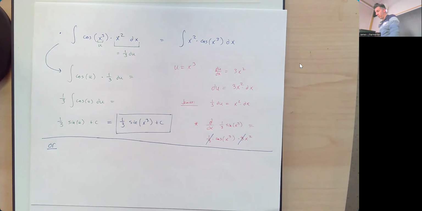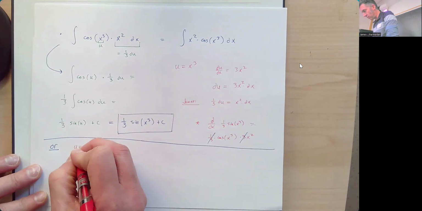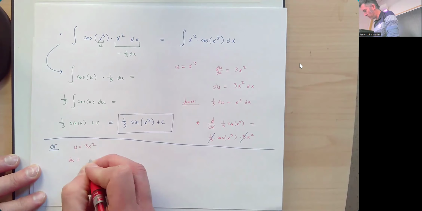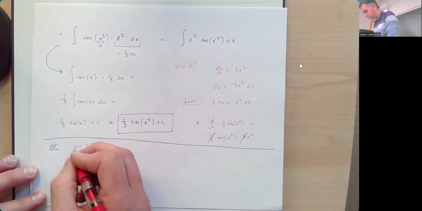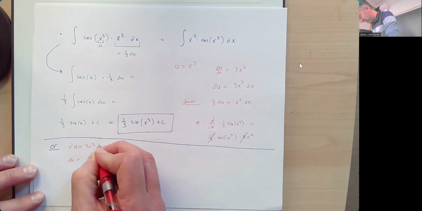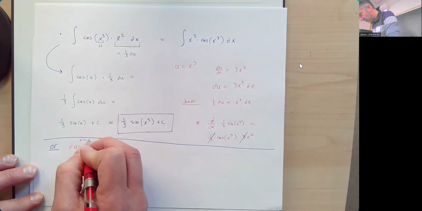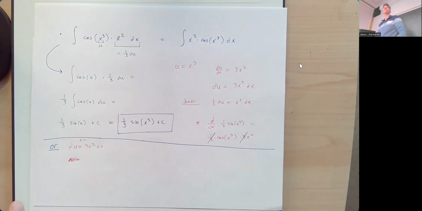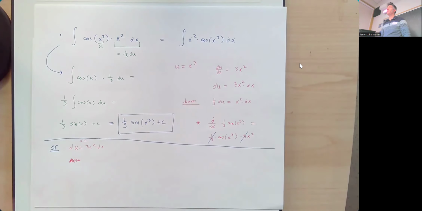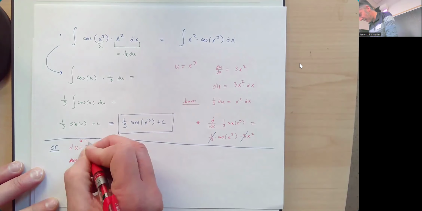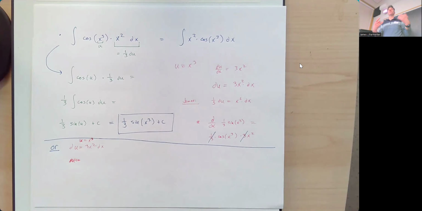Then people pick u and get du equal to 3x squared dx. Sorry about that. What did we pick? What was our choice here? Please tell me, I've forgotten. u equals what? Thank you. So we picked u equal to x cubed. We got du equal to 3x squared dx.